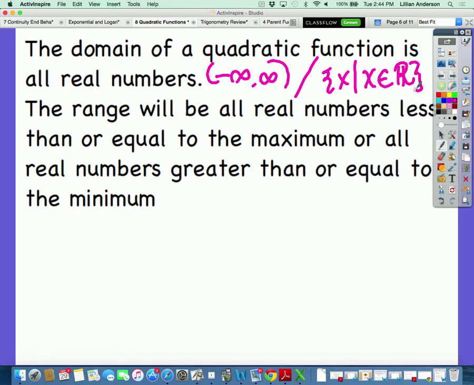Now the range will be all real numbers less than or equal to the maximum, if you have a maximum, or all real numbers greater than or equal to the minimum. It really depends on where your vertex is and if it opens up or down. So if you have a maximum, it's everything less than or equal to that maximum. If it's a minimum, it's everything greater than or equal to that minimum. Exactly.